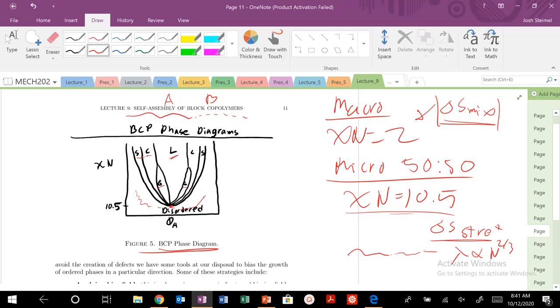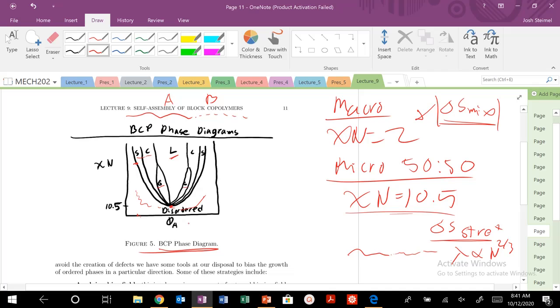But I'm really interested in this behavior, because look at the chi-n for microphase separation for spheres. It's even greater than that for lamellar. So why does this critical chi-n increase if I shift my AB fraction?